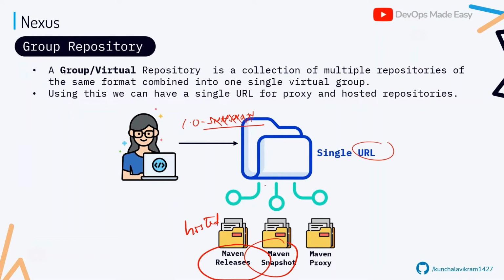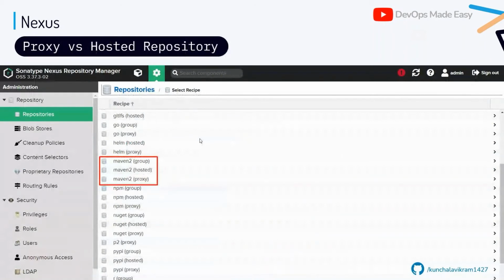Otherwise, it will think that it needs to pull the artifact from the public internet. So through a proxy repository, it will go out, fetch the dependency, and give that to you. Okay, clear? So this is a screenshot taken from Nexus itself.